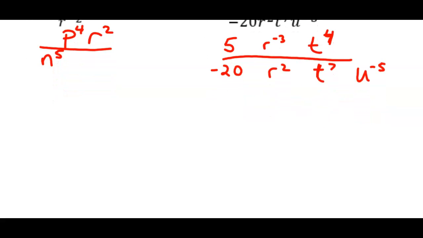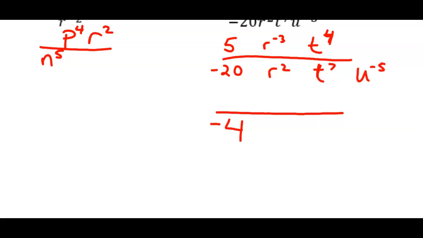5 and negative 20. What's my number going to end up as? How are 5 and negative 20 related? Where's the 4 going to end up? Top or bottom? Bottom. Why is the 4 going to end up on the bottom? Because that's where the bigger number is. Okay? That is another way that you can think about this. And we're going to talk about that when we do the t's.